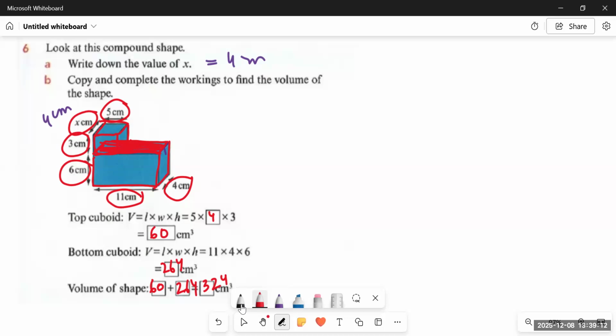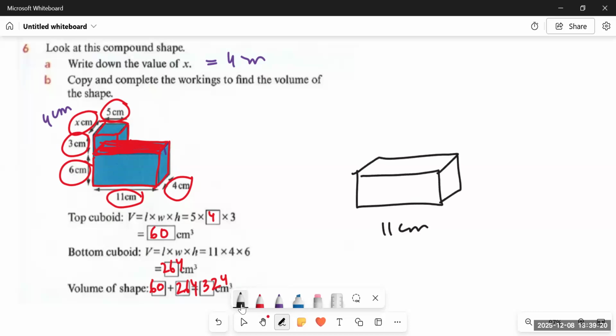See how easy. So what we did, we simply split the shape into two parts. The bottom cuboid, which was 11 centimeters by 4 centimeters by 6 centimeters. And the top part was another, a small cuboid, of length 5 centimeters by 4 centimeters. The breadth of the two was the same, so that's 4 as well. And the height was 3 centimeters, and that's it.